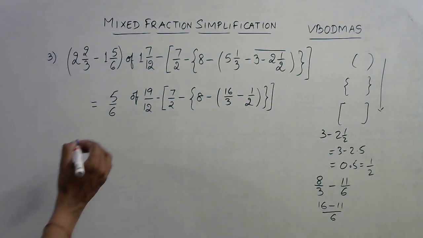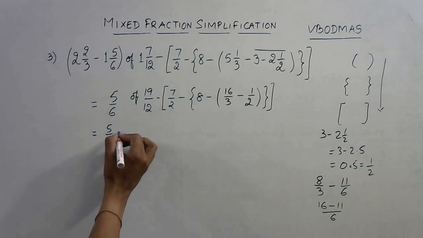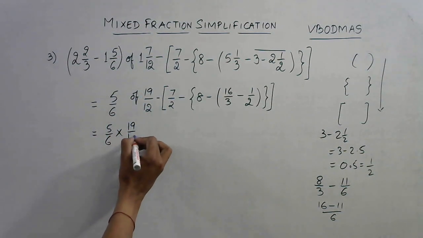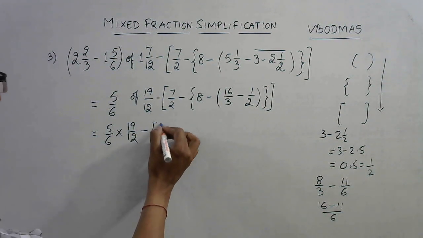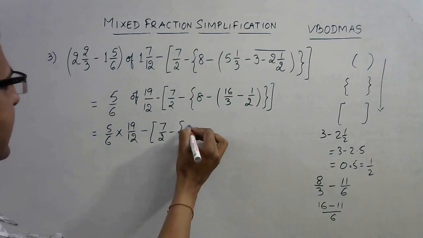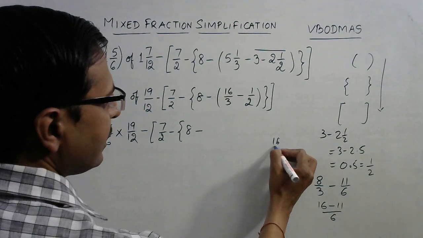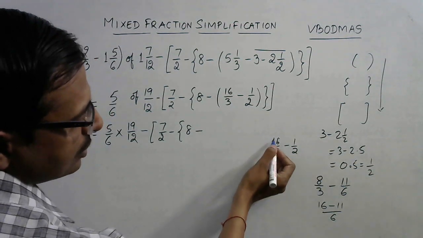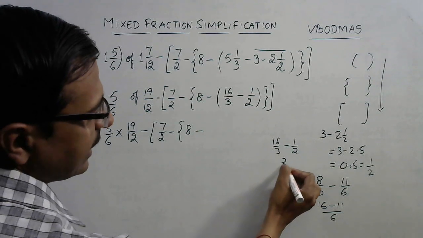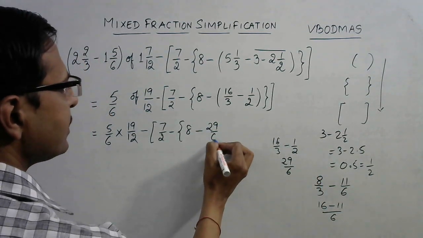Let's simplify now. See, 5 by 6 of means multiply 19 by 12. So, 5 by 6 into 19 by 12 minus 7 by 2 minus curly brackets 8 minus. Okay, let's simplify this now. 16 by 3 minus 1 by 2. Now, see, 3 and 2 are co-prime. So just cross multiply. 32 minus 3 is 29 and 3 into 2 is 6. So 29 by 6.